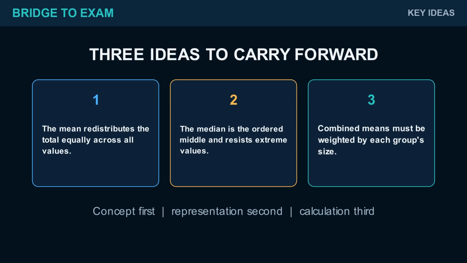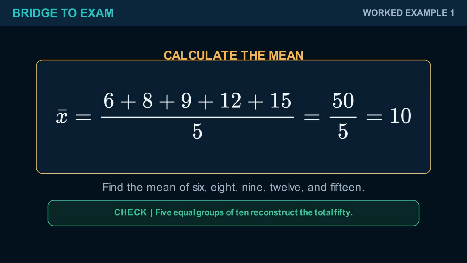First, the mean redistributes the total equally across all values. The median is the ordered middle and resists extreme values. Combined means must be weighted by each group's size.